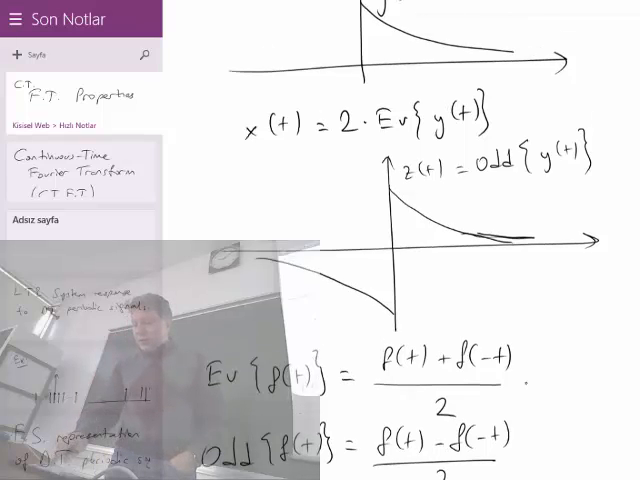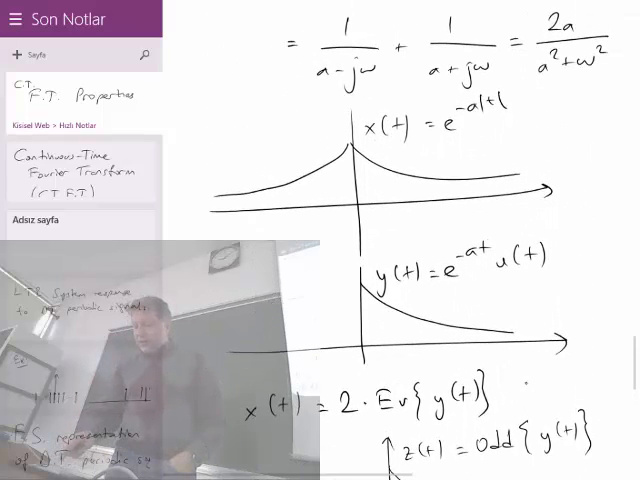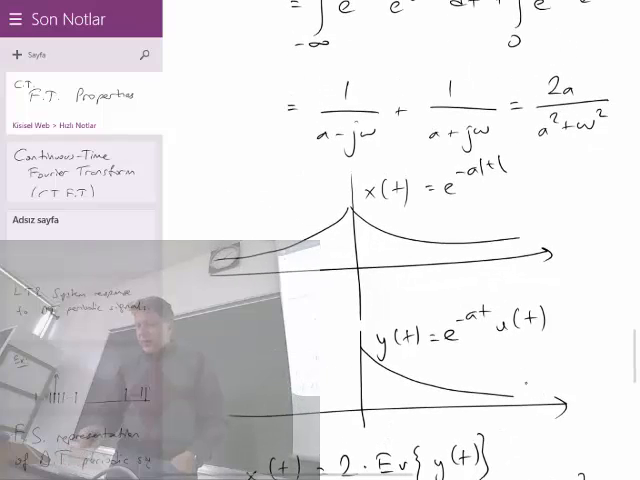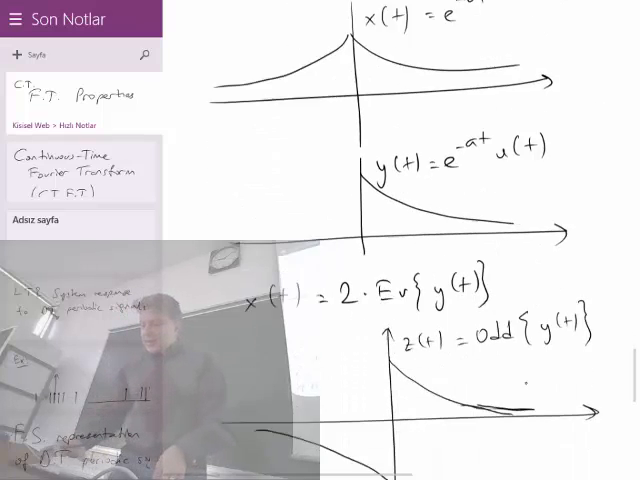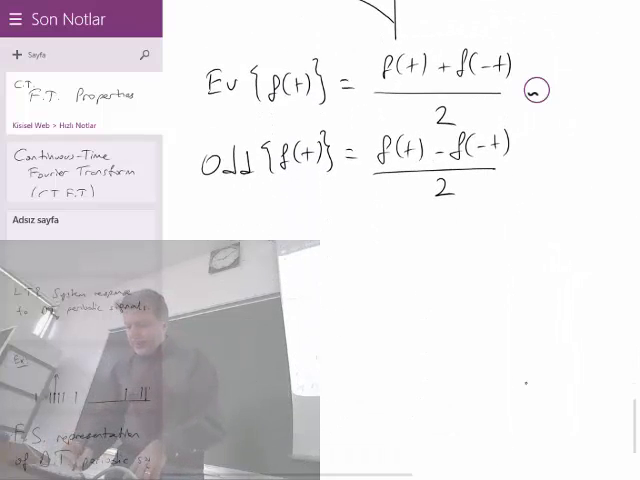Now, let's come to the original observation. What I'm saying is that the signal in this question, which is x of t, is twice the even part of e to the minus at u of t. Because in the even part there will be a 1 over 2, and this one doesn't have a 1 over 2. Therefore, it's twice the even part.